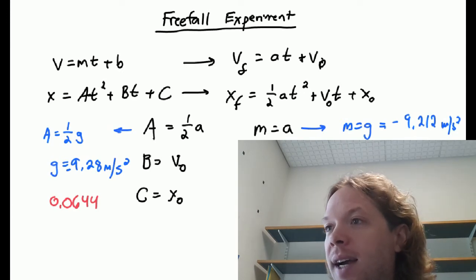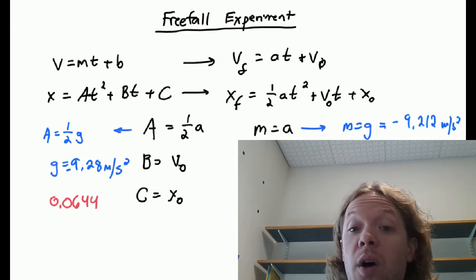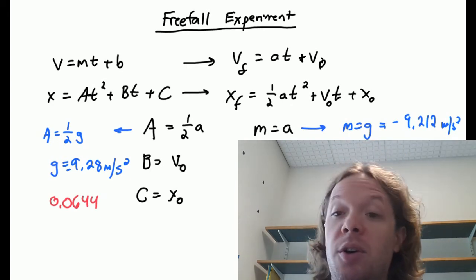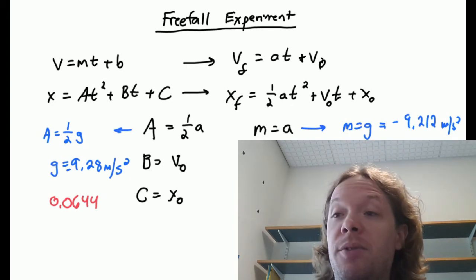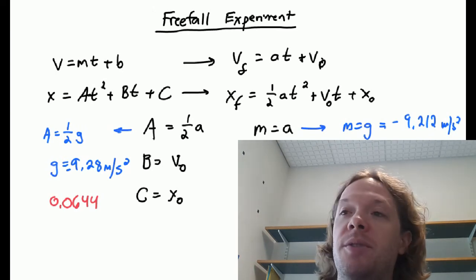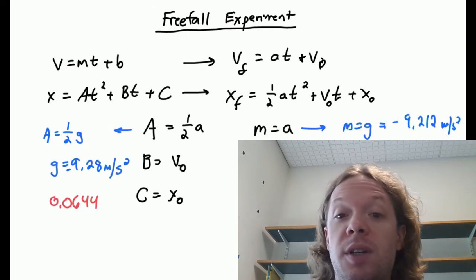Of course, in my case, I got 9.28 and 9.21 for the two values from the velocity and from the position. So in that sense, I'm pretty happy with my results. But of course, in your case, you just have to decide how you feel about your results relative to the device that we used in class.